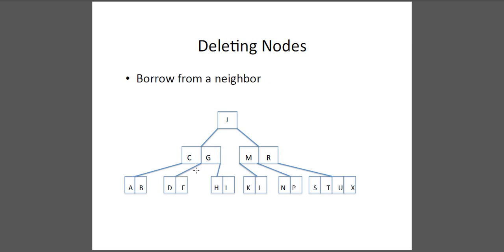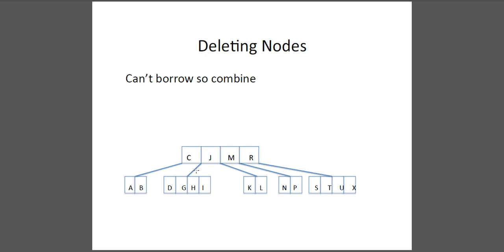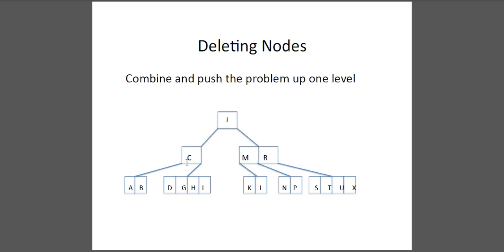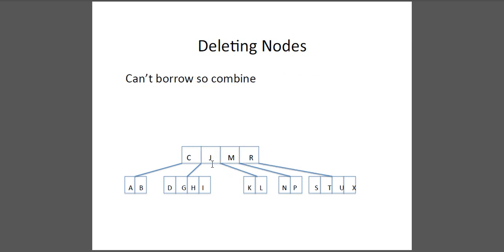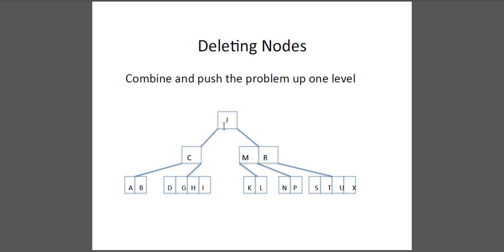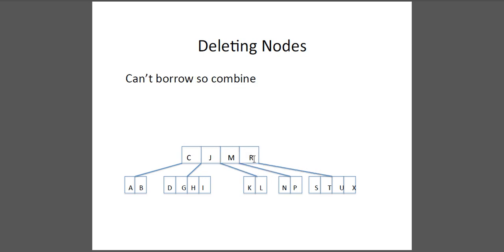And now again C must contain at least two values, and it should borrow from the neighbor. Again the neighbor contains only two values, so again you can do the same procedure. Combine CJMR, become a single node here, CJMR. So the problem is pushed up one level. So CJMR become one node here, right?